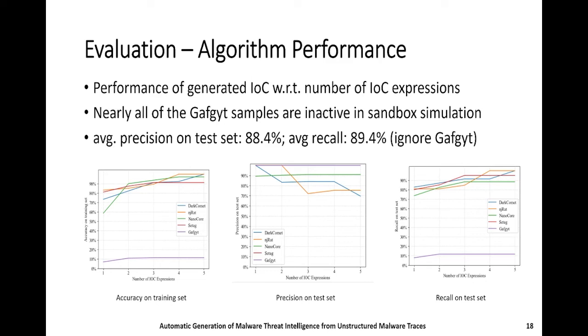Not all the malware samples will have dynamic behavior during the sandbox simulation due to the imperfection of the sandbox running mechanism. For these malware samples, there will be very few useful strings in the sandbox report, and thus lead to bad algorithm performance. We find that nearly all of the GAFJIT samples in our experiment are inactive during the sample simulation. As a result, we get a rosy curve for it. According to our experiment results, if we set the maximum expressions number to 3, we can get consistent and effective IOC. In 3 expressions IOC cases, the average precision on the test set is about 88%, and the average recall rate on the test set is about 89%.